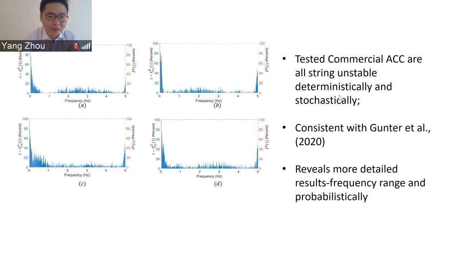We also conduct the probability analysis of to what degree it will be string stable or not. We can find that all the string stability probabilities come to zero very sharply, which suggests that all the commercial ACCs are not string stable, from the deterministic or stochastic interpretations. And this finding is also consistent with Gunter et al., 2020. Compared with Gunter et al., our approach reveals more detailed results in the frequency range and in a probabilistic manner.